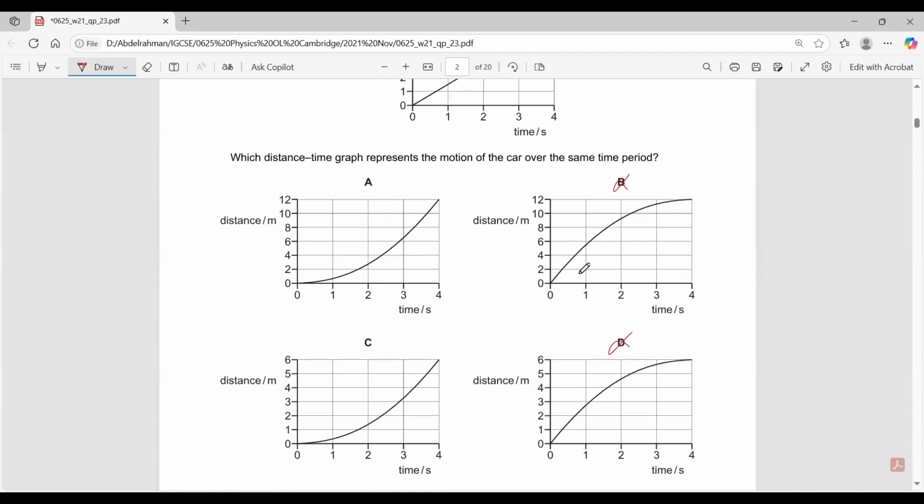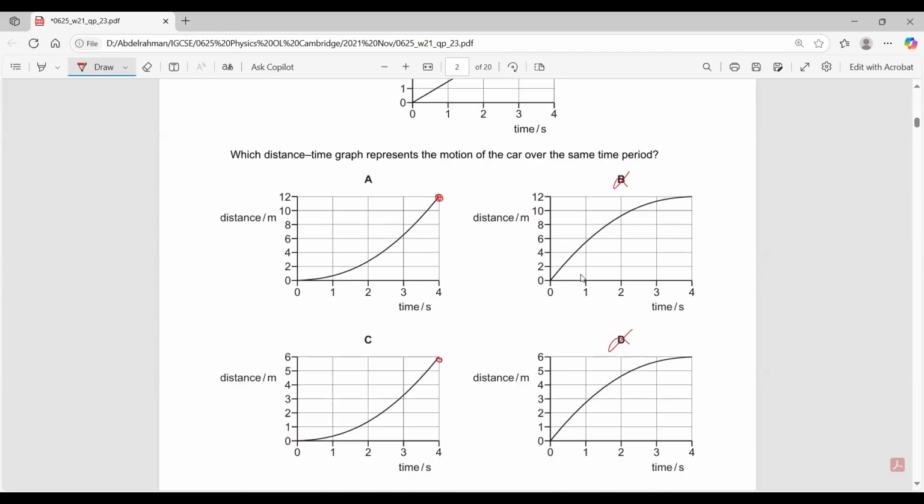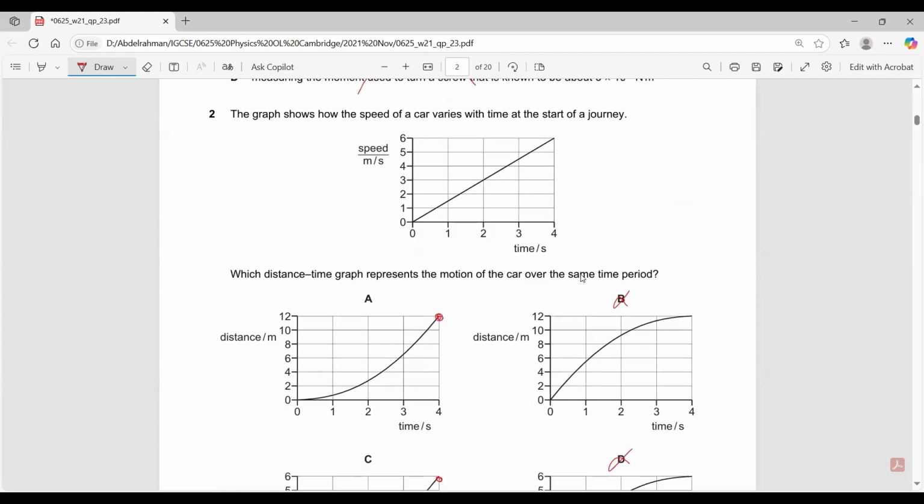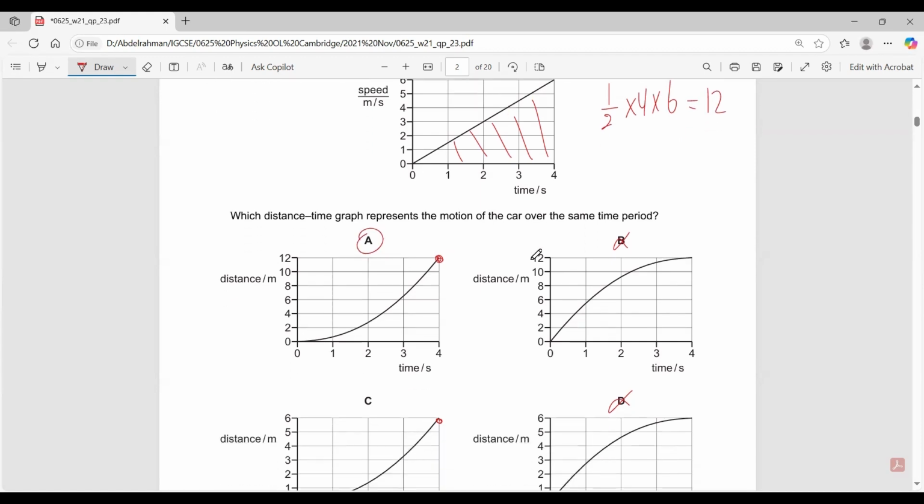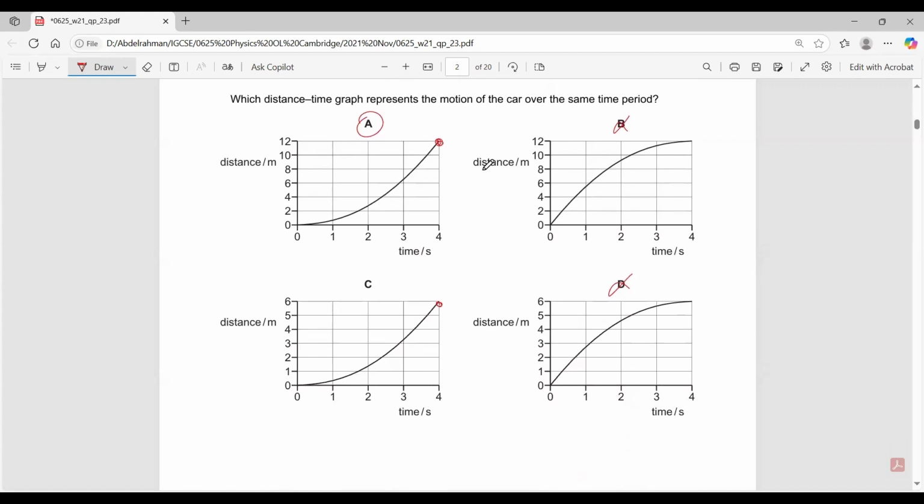Yes, but the difference between them is that at 4 seconds, the distance was 12 in one, and at 4 seconds, the distance was 6 in the other. So we need to find the distance traveled. How can I find the distance traveled from this graph? The area under the graph, so half times 4 times 6, which is 12 meters. So after 4 seconds, the car had traveled a distance of 12 meters. And the answer is A.